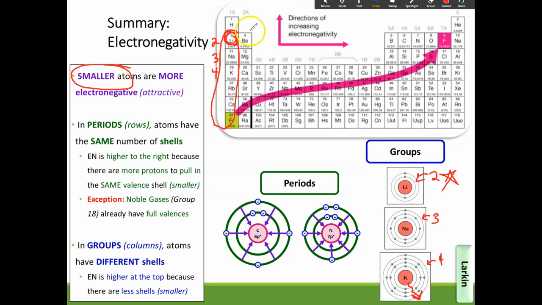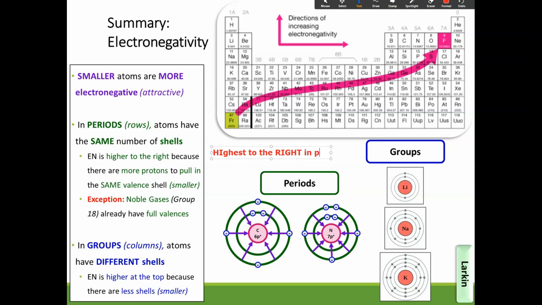So that means that at the top of the periodic table, lithium, beryllium, boron, carbon, nitrogen, oxygen and fluorine are all a lot more electronegative. And again, we ignore the noble gases. The main idea here is that you will be highest to the right in a period, or row. And you will also be highest towards the top in a group, which is a column. All right, so that should help you figure out these next few questions.